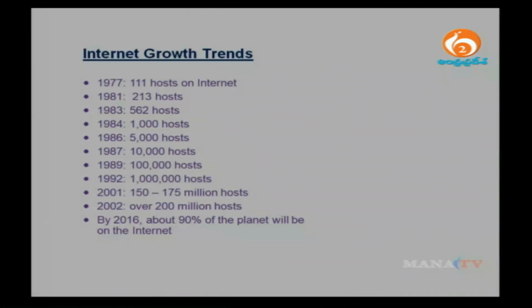The Internet growth trends. 1977, there were 100 hosts on Internet. So, it has been growing rapidly from the time of inception, from the time of starting. 1981, the hosts were 213. 1983, the hosts were 562. 1984, the host number has become double the previous year, that is 1000 hosts.